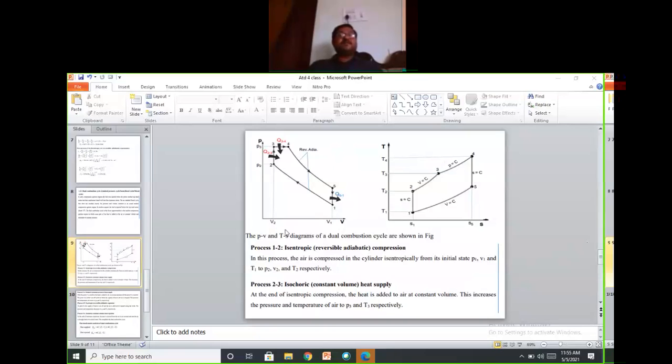Isochoric constant volume heat supply. The constant volume heat supply is 2 to 3. Cv is 0.718, a constant value. For problem solving, you must remember this. Okay? And then at the end of the isentropic compression, heat is added at constant volume, which increases the pressure and temperature of the air.